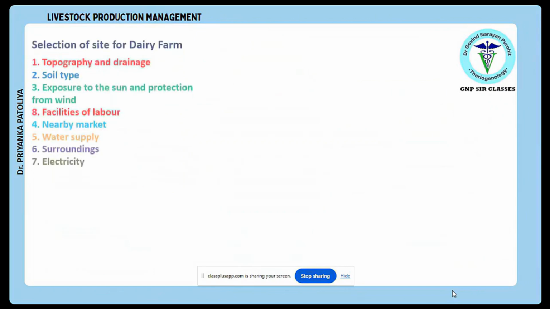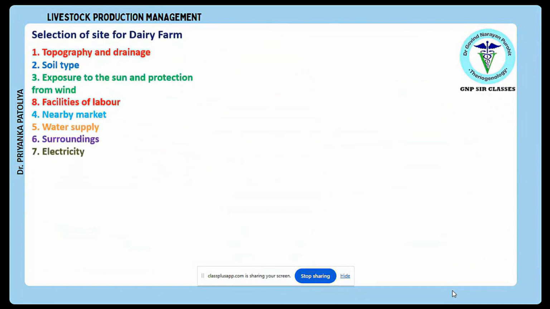So what are the points for considering the livestock house? First, we have to select the site where the livestock house will be constructed. For selection of the site, we have to consider the topography of that area and the drainage facility of the area. It should have a good drainage facility. The soil type should be fertile, porous. It should have good exposure to the sun, and it should be protected from the prevailing wind.